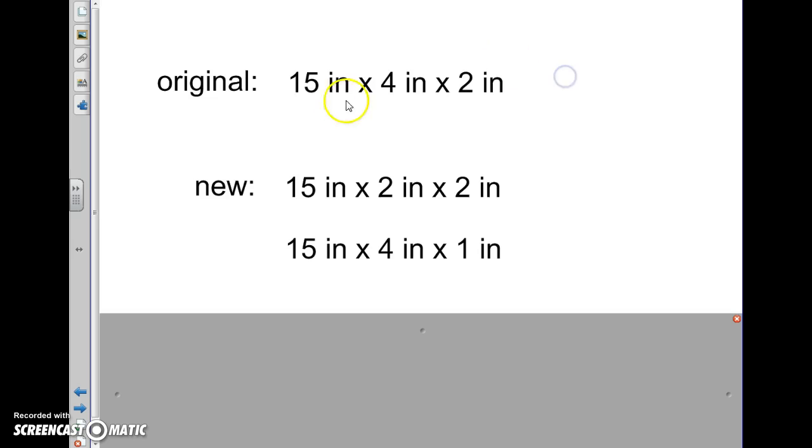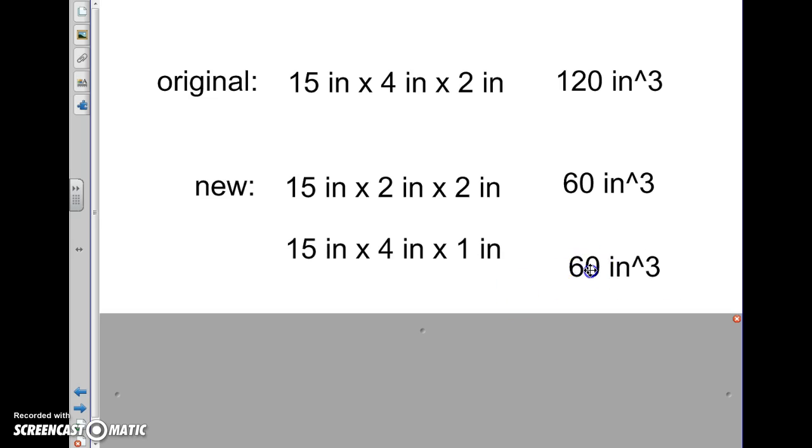Again, let's check to make sure this works. 15 times 4 is 60, times 2 would be 120 inches cubed. So let's make sure that these two different choices for dimensions of rectangular prisms would work. Again, they'll have to have half of the volume. So 15 times 2 is 30. 30 times 2 would be 60. So yes, that worked. And 15 times 4 again was 60. 60 times 1 is 60.